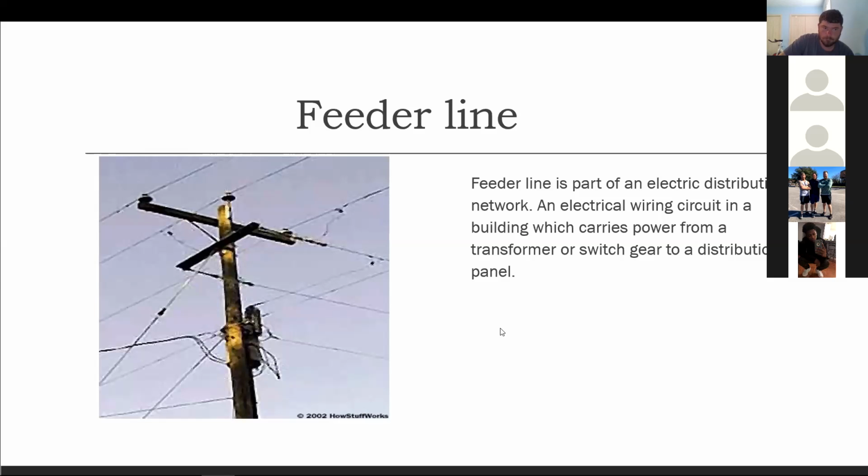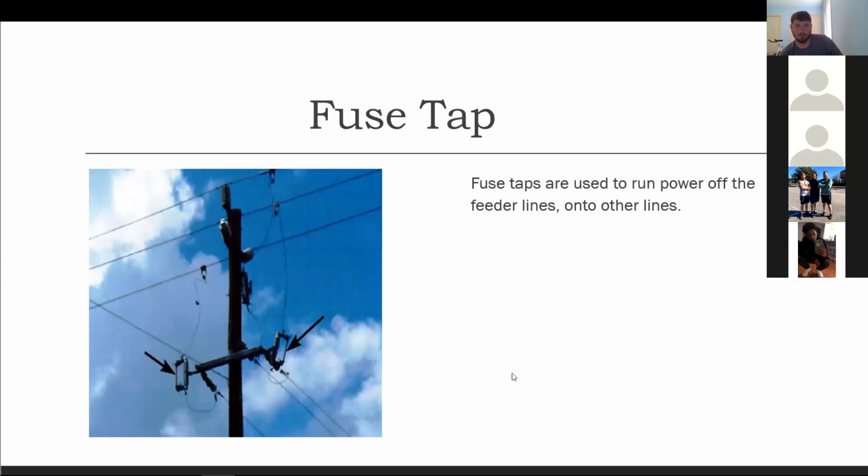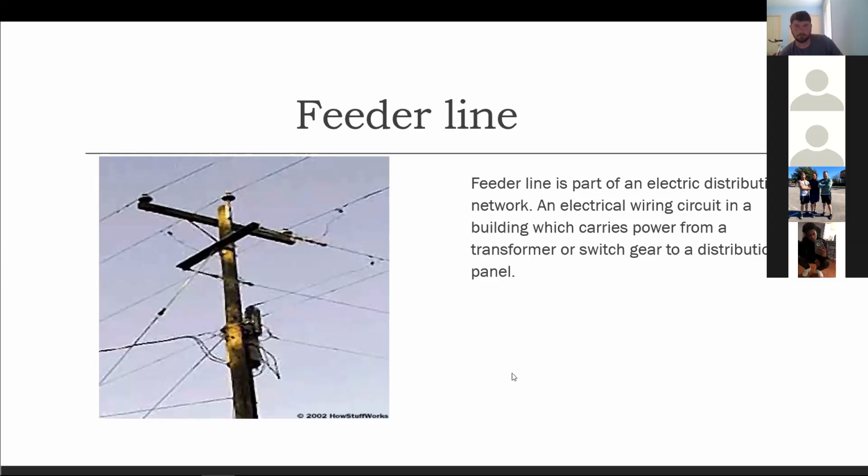A feeder line is part of an electrical distribution network, an electrical wiring circuit in a building which carries power from a transformer or switchgear to a distribution panel. The description's a little bit off, but it's close. That's for an electrician. It would have been from service to service or between the lines. Your feeder line is the main line. Like we said before, a feeder line is the main line.